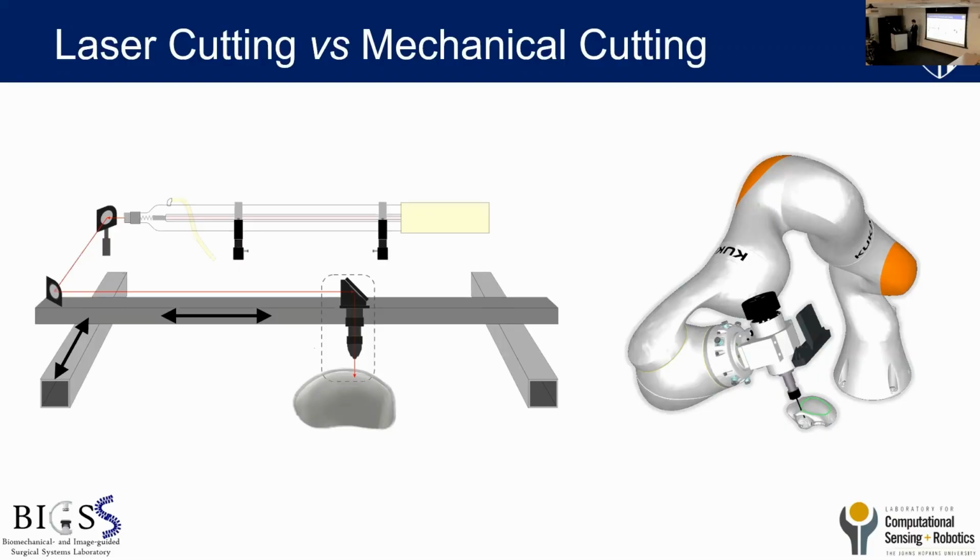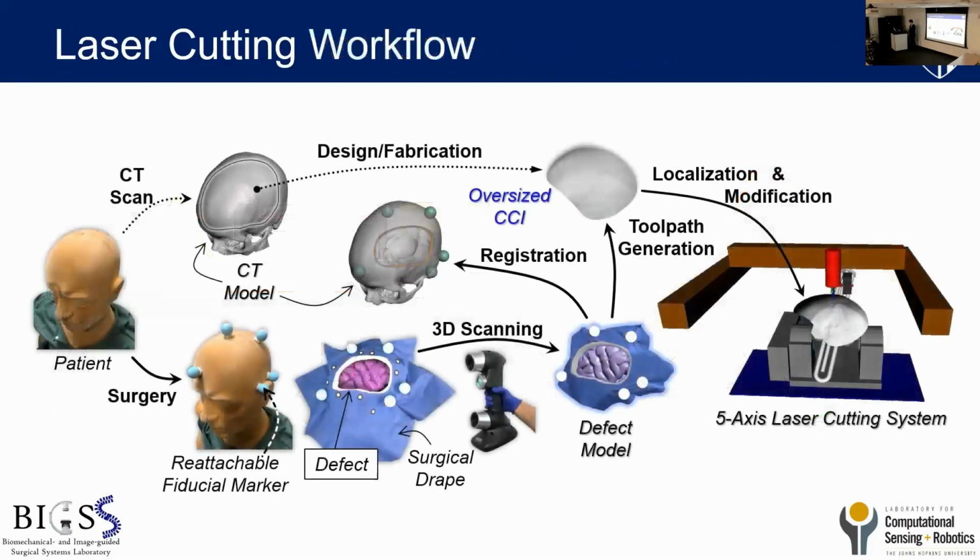In order to cut 3D shapes, I have designed a 5-axis laser cutting system by adding one extra translational movement and a rotary table. The overall workflow of the laser system is compatible with the robotic system that I just introduced. The only thing is, since the laser only has 5 degrees of freedom, we have to consider generating a 5-axis toolpath.